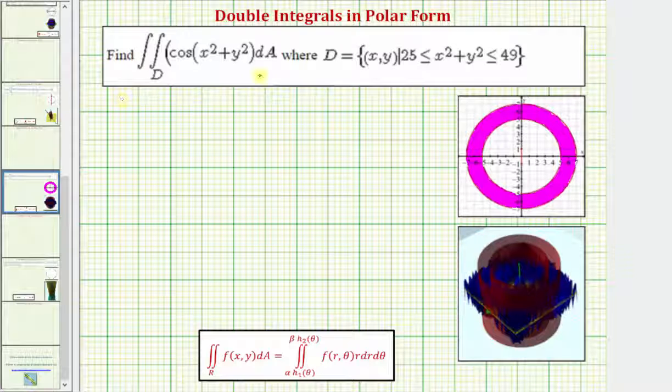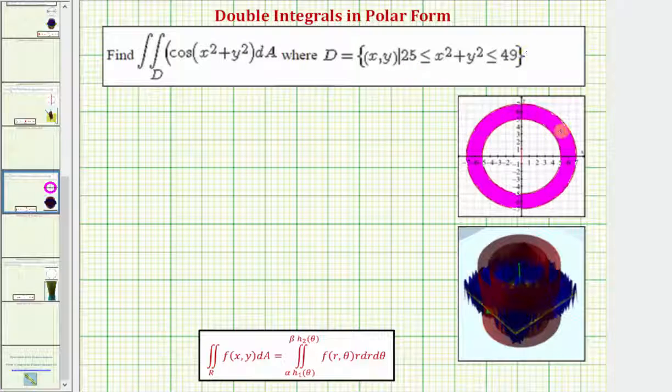We want to evaluate the given double integral over the region D, where D is defined here. D is a region where x squared plus y squared is greater than or equal to 25 and less than or equal to 49, which means the region of integration would be the area in the xy plane bounded by these two circles, where they're both centered at 0. One has a radius of 5, the other has a radius of 7.